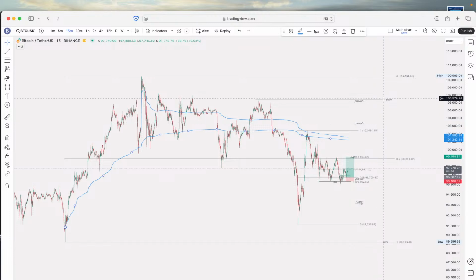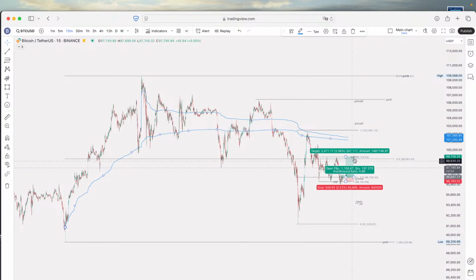103 to 104,000, and this will be the area around the previous weekly high, also the previous monthly value area high, around 105, 106,000, and maybe then we can see another all-time high for Bitcoin. So this is our bullish case.